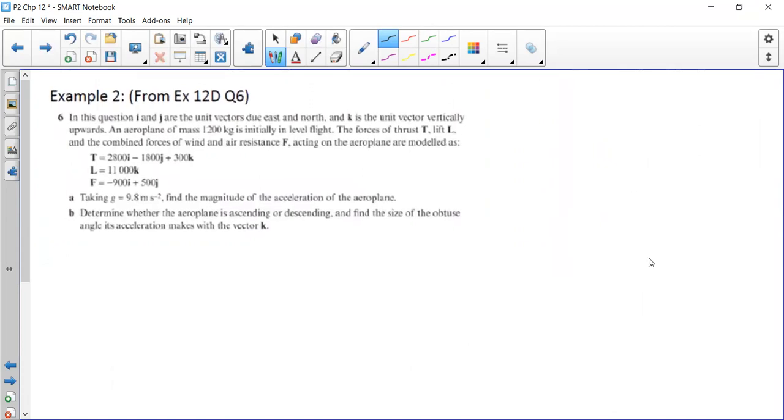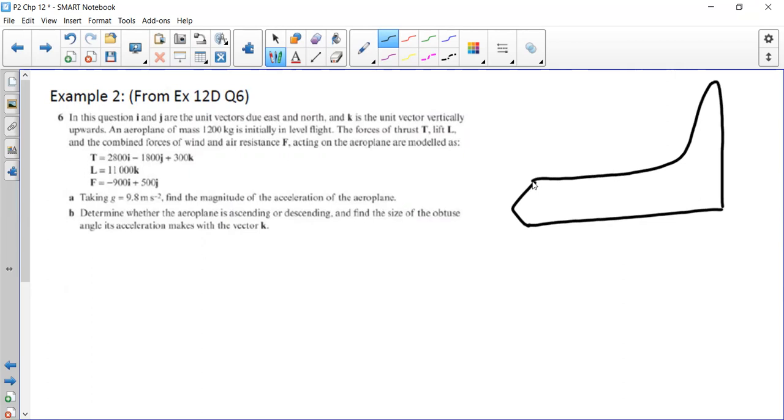In this question, i and j are the unit vectors due east and north, and k is the unit vector vertically upwards. So we talk about a plane in here. If you think about a plane, you're flying on a plane. How do you draw a plane? A plane has a slightly pointy tip. Yeah, and this is you flying on a plane. Oh, you don't see the legs.